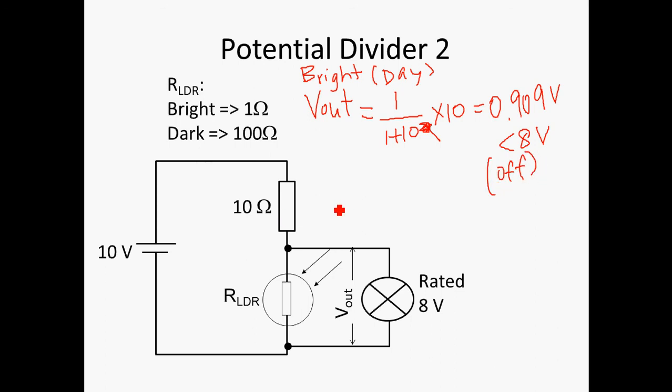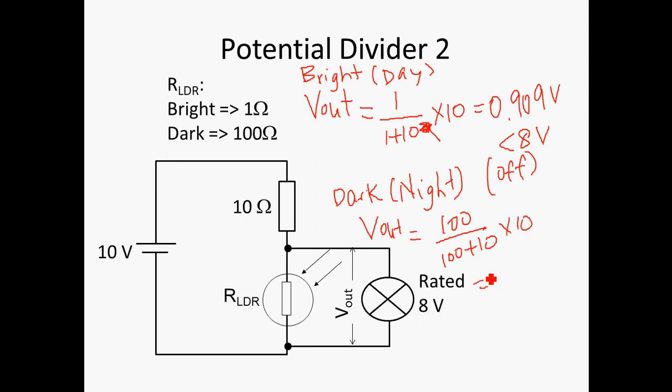Now what if you have a dark day? It's at night, of course. No such thing as a dark day, it's at night, so it's black. Now what happens to the output voltage? The output voltage is going to be 100 over 100 plus 10 times 10. So what do you get? You get 9, which is larger than 8 volts. Now in this case, the lamp will turn on.